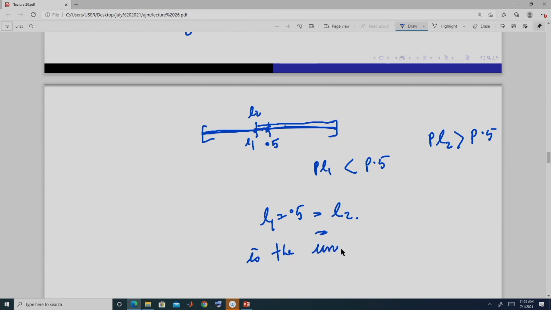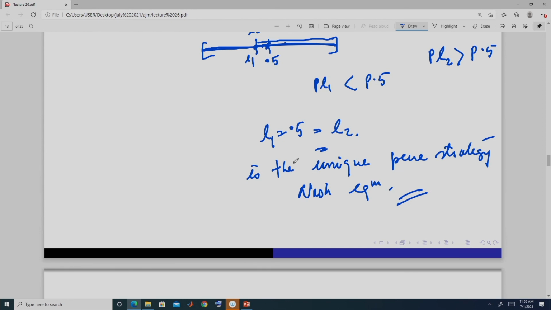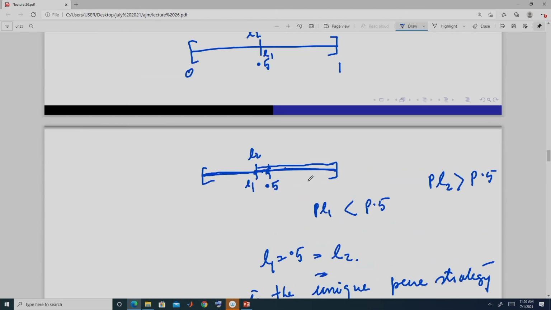This is the unique pure strategy Nash equilibrium in this case, when we have two farms and they decide the location simultaneously, because at any point other than this there is a tendency to deviate. Okay.